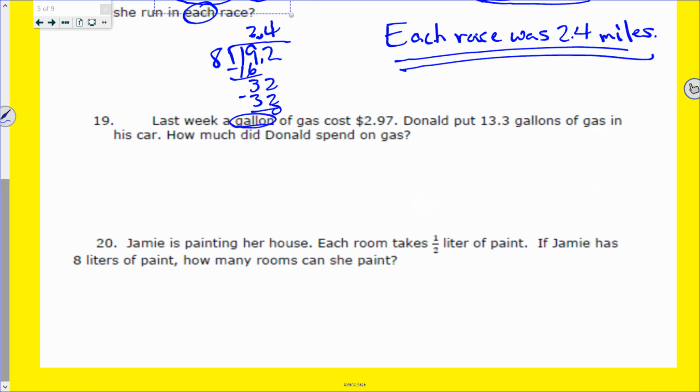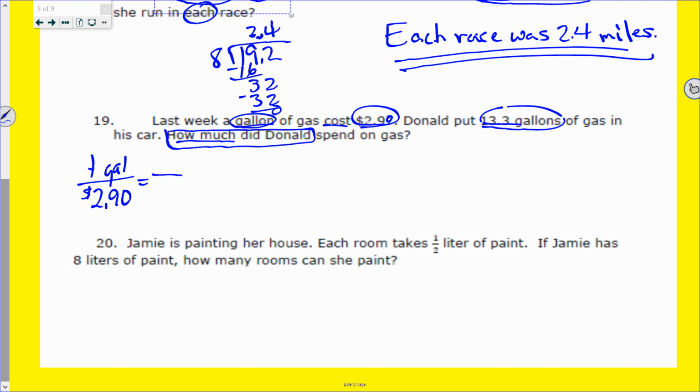Last week, a gallon of gas cost $2.97. Donald put, and in yours it said $2.90, Donald put 13.3 gallons of gas in his car. How much did Donald spend on gas? Another straight up multiplication. One gallon was $2.90, and I want to know, he put in 13.3 gallons. How much did he spend? Straight up times 13.3. So all I'm doing is taking that 290, multiplying by 13.3.